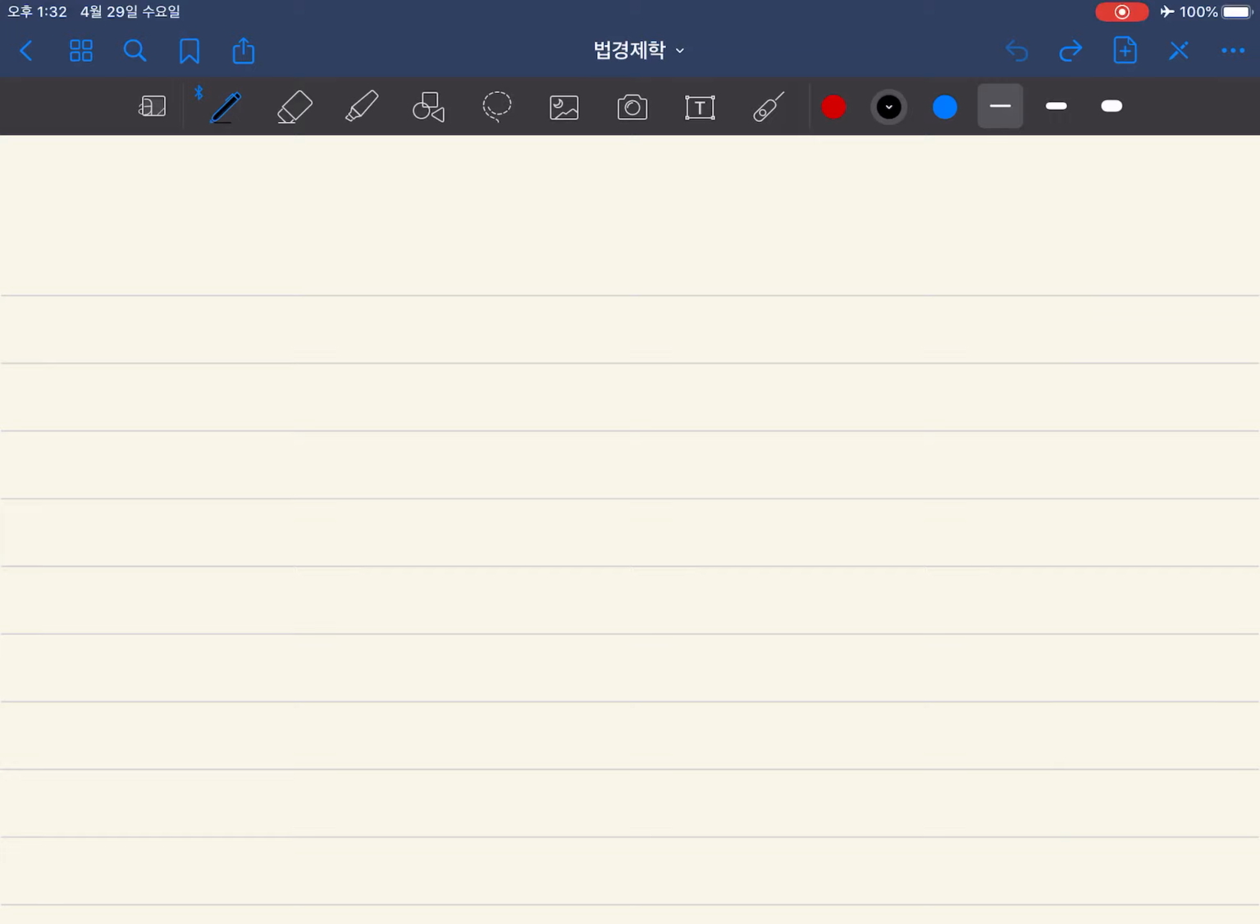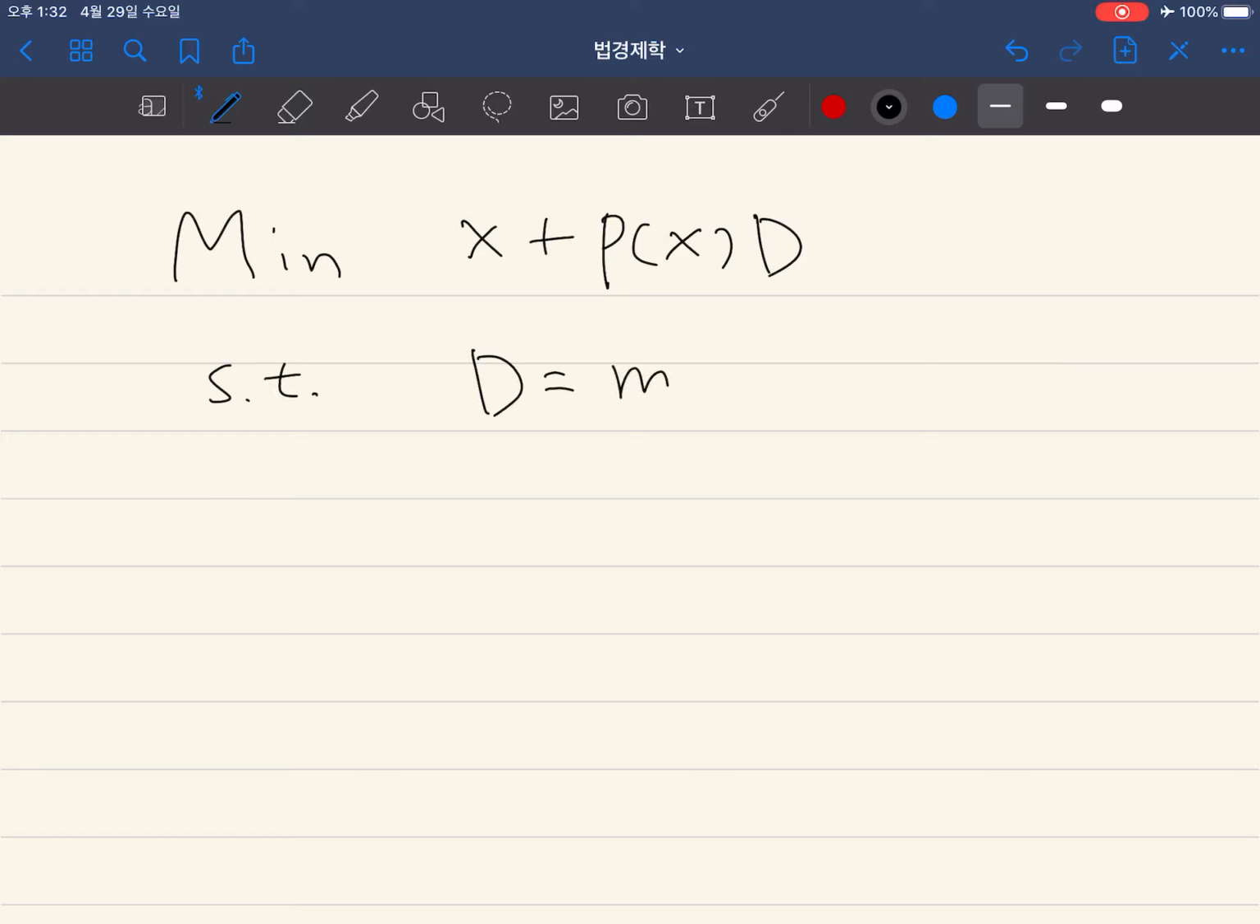Hello. In this movie, we're gonna continue our discussion of monetary care. So we are trying to solve this problem. This is our objective function, and we have a constraint. This is our constraint, and we want to choose x and d.